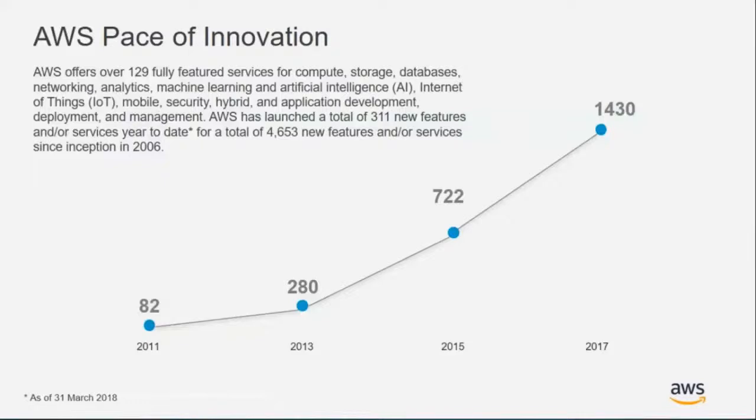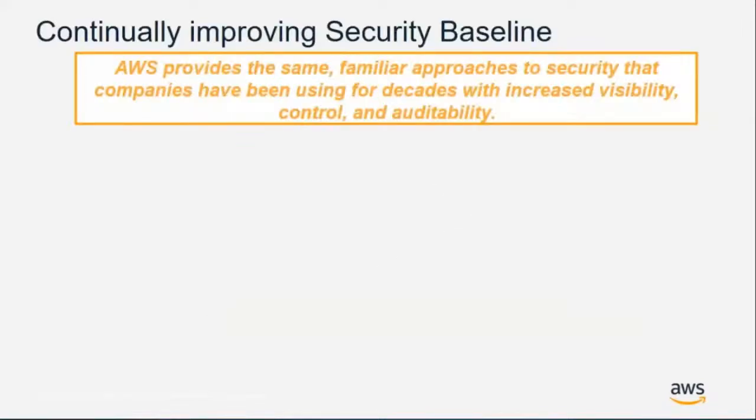Also, customers really choose AWS because of the pace at which AWS innovates. AWS offers over 129 fully featured services, and over the last 3 years, AWS has launched more than 4,500 to 4,600 new features since inception in 2006. And to date, AWS has launched 300 new features and services as of March 31st, you can say.